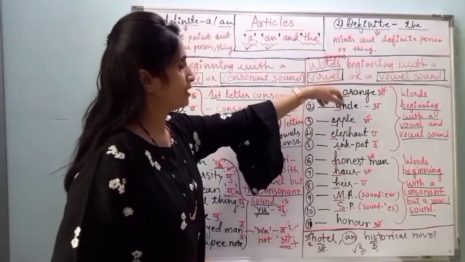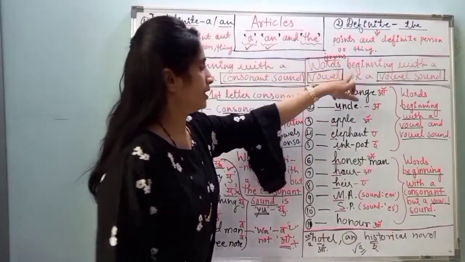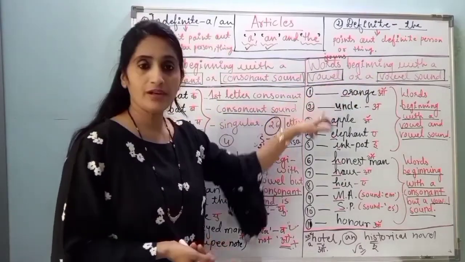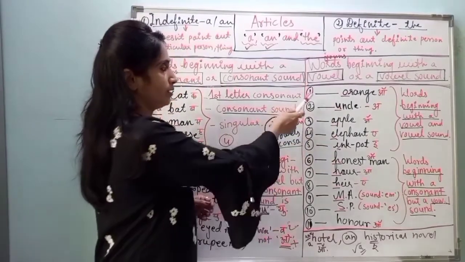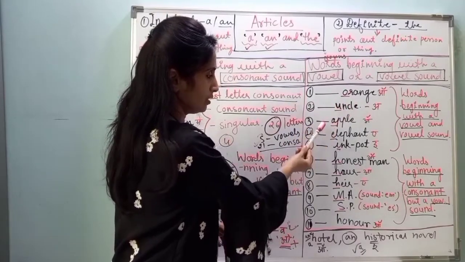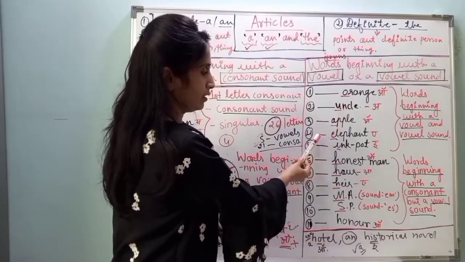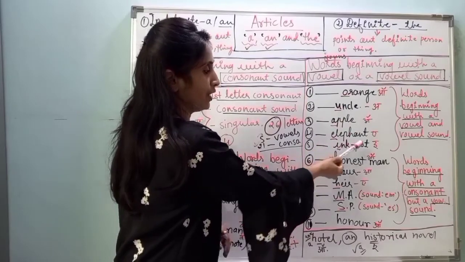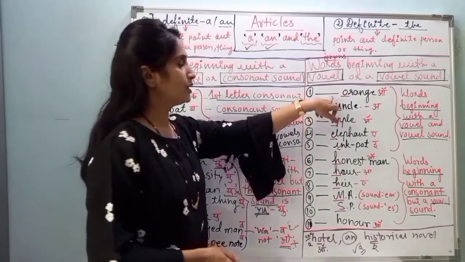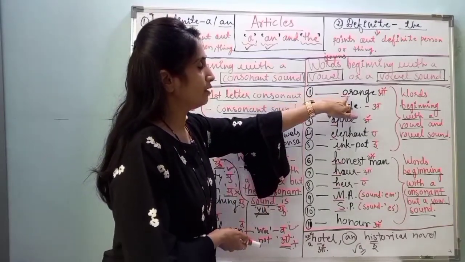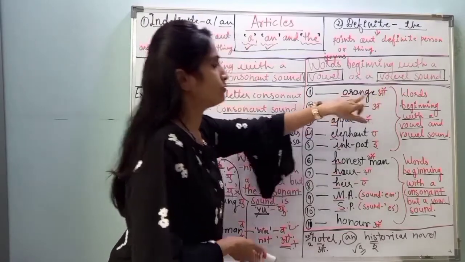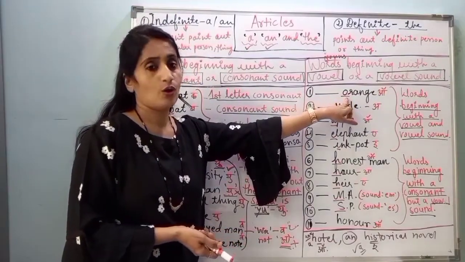See here now, I have written some words, means nouns, beginning with a vowel or a vowel sound. Pay attention, I am reading the words one by one. Number 1, orange. Number 2, uncle, apple, elephant, inkpot. Now let us study these words. The first word begins with a letter O. And here the sound is O because we pronounce the word as orange.